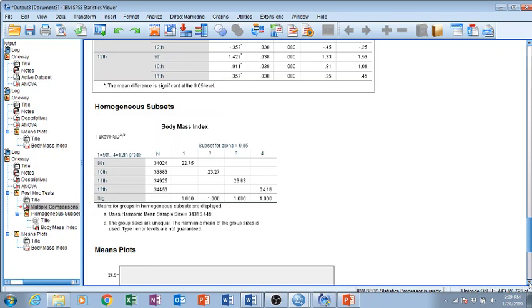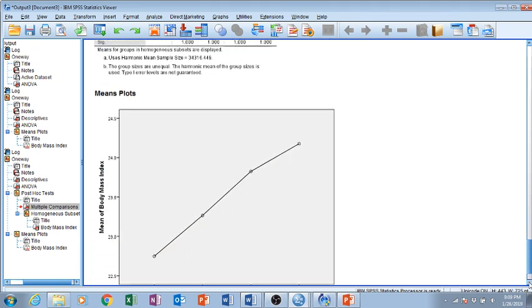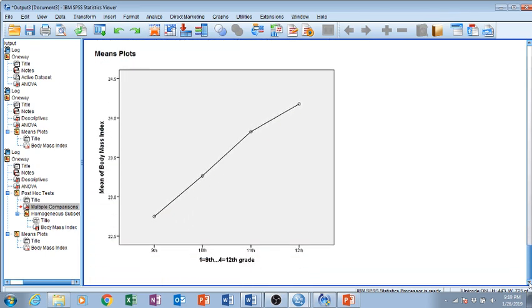I picked this one, even though these results are what they are. I chose it because it is real data, and whenever possible, I like for you guys to see real data. The mean plot is, again, just a visual of what we've seen.